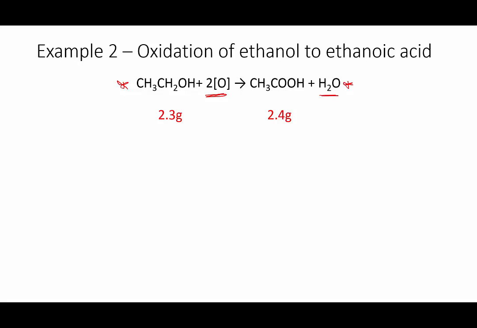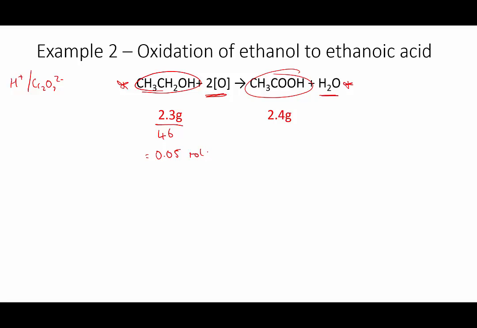Okay, and you'll of course recognize that the oxidizing agent in this case is, you should have guessed it, acidified potassium dichromate, right? Okay, so we're starting off with ethanol, and we've been given 2.3 grams of ethanol, and upon completion of the reaction we have formed 2.4 grams of ethanoic acid. So first step, yes, work out the moles. So ethanol, 2.3 grams divided by the MR, which is 46, and you should end up with the moles as being 0.05 mole, right?